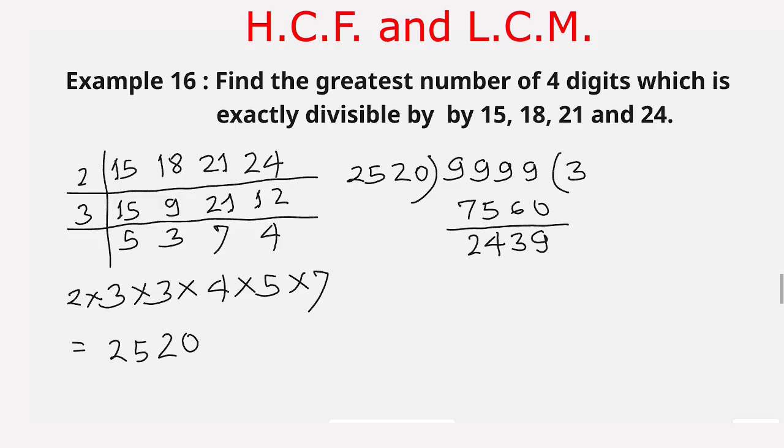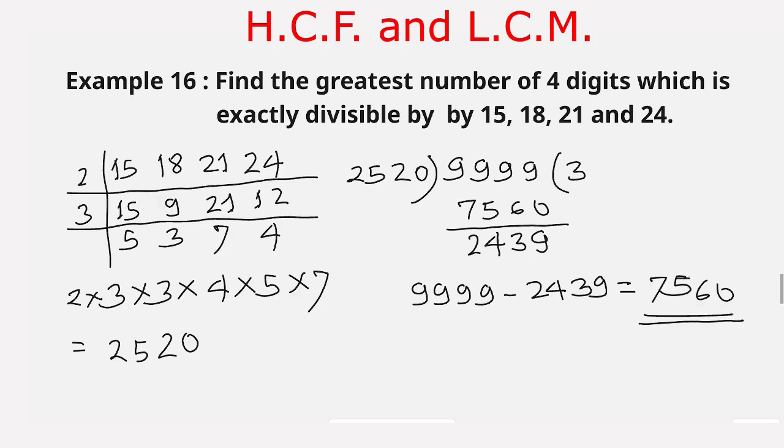Now step 3 is 9999 minus the remainder 2439. This is equal to 7560. This is our answer. It means that 7560 is the greatest 4-digit number which is exactly divisible by 15, 18, 21 and 24. I hope you have understood the method of solving such type of questions.